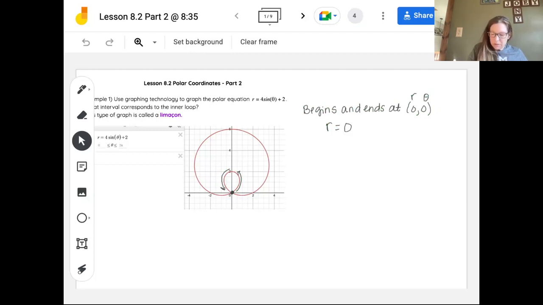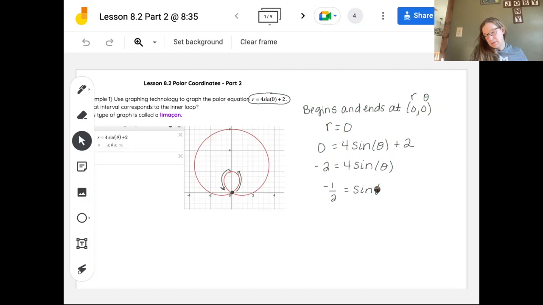I'll substitute in r is equal to 0 for our function itself, giving us 0 is equal to 4 times sine of theta plus 2, and then start solving for sine. Negative 2 is 4 times sine of theta. Divide by 4, thus negative half is sine of theta. So where on our unit circle does sine equal negative half? There's 2 places, right? Sine is equal to negative half at 7 pi over 6 and at 11 pi over 6.